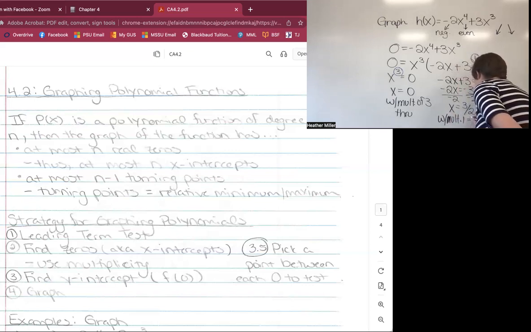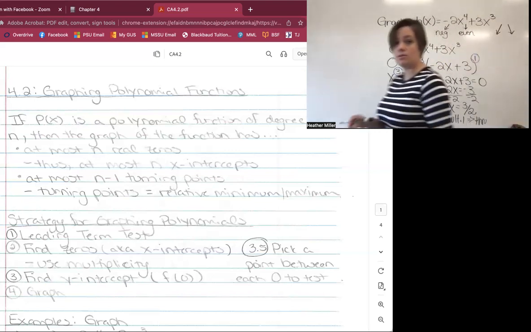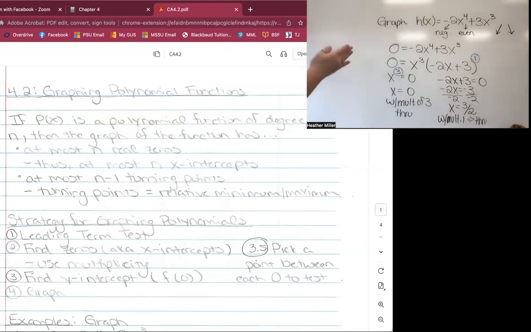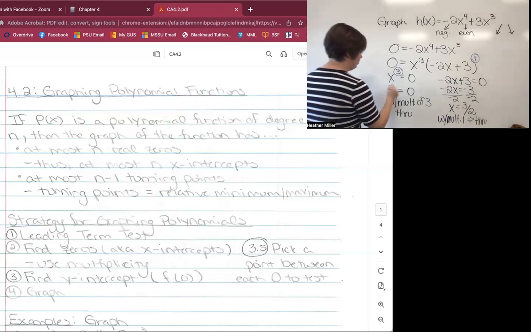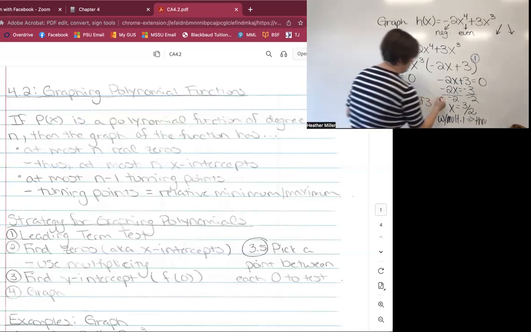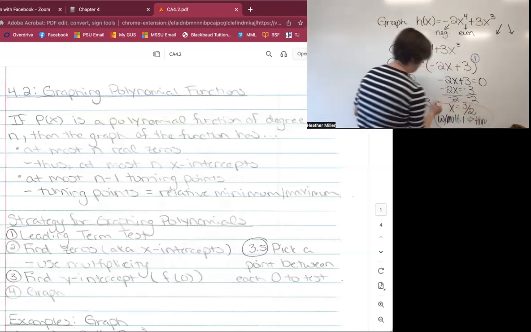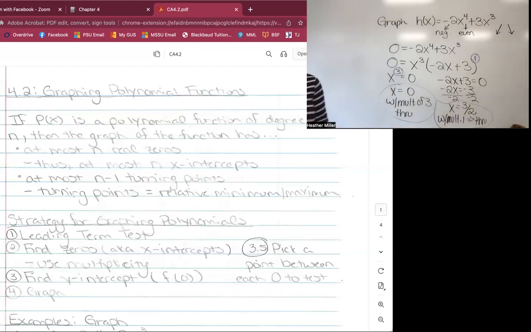Multiplicity of 1, which means we're going to go through here. So we're going to go through at both of those zeros. When x is 0, we go through. When x is 3 halves, we go through. Try and circle those so they stand out a little bit more. Okay, so we've gotten all that information.